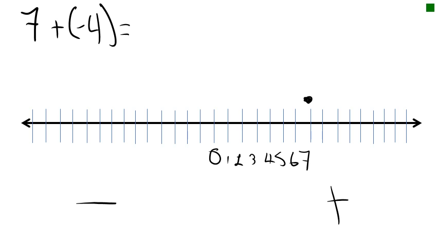So we're going to go backwards 4. Negative 4 would be on the left side. So just to show you, we're going to be moving left because we're adding a negative. So we're going to be moving towards the negative side 4 spots. 1, 2, 3, 4. So we end up here for an answer of 3. So that's one basic way to use your number line. Okay?